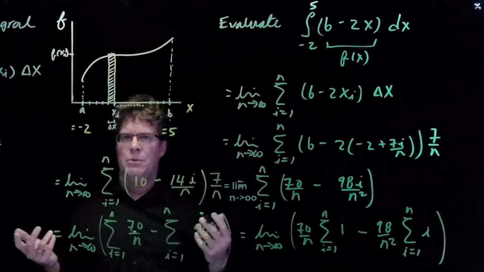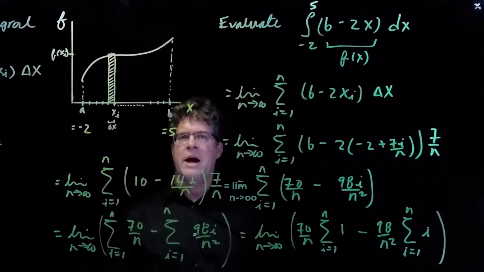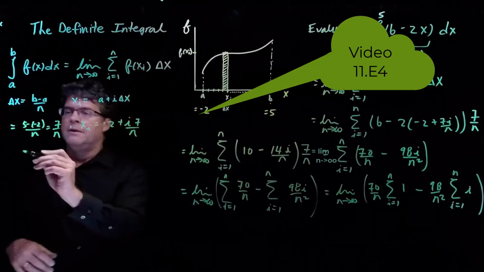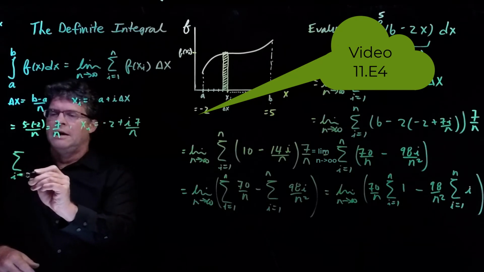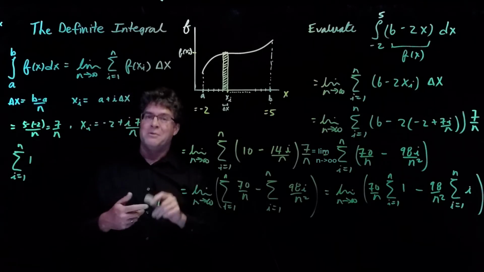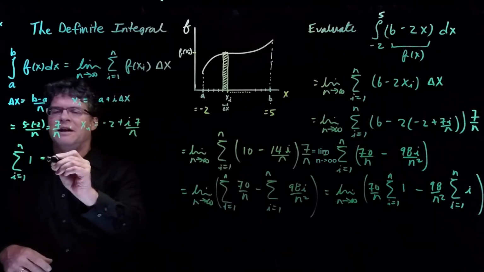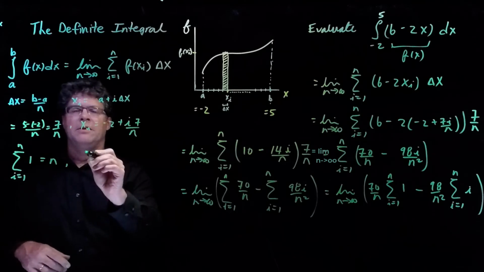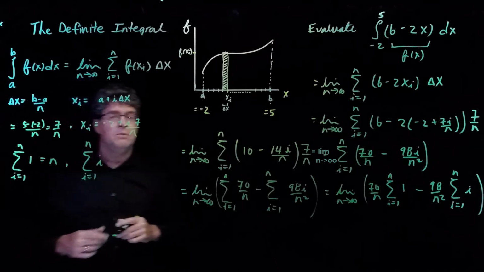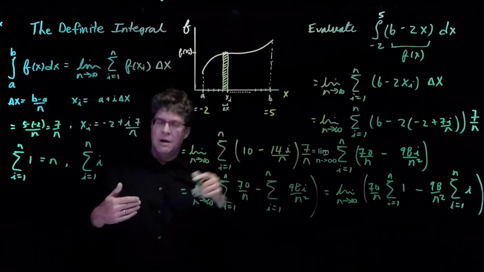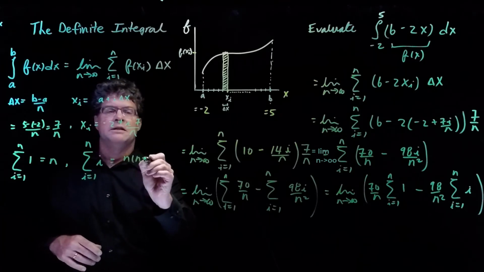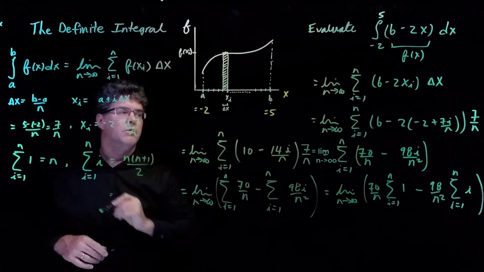We'd like to work out what these sums are, and we can look back to a previous video for the answers. I'll just write them over here. The summation i going from 1 to n of 1 is just 1 plus 1 plus 1, n times, and so that's equal to n. The summation i going from 1 to n of i would be 1 plus 2 plus 3 all the way up to n, and it turns out the answer is n times n plus 1 over 2.